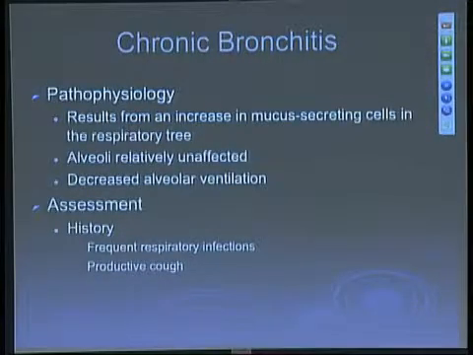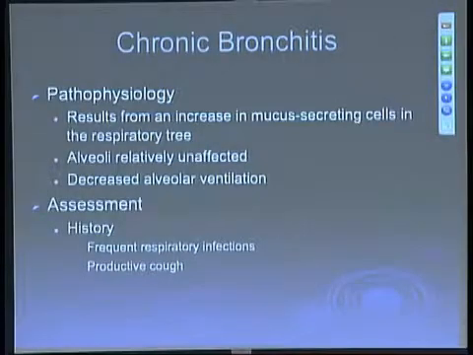Now, chronic bronchitis is a little bit different flavor. That basically is an increase in the mucus-secreting cells in the respiratory tree, and so they have increased mucus, and increased mucus means they can have more substrate for bacteria and viruses, for that matter, to live in and to create a low-grade infection, a bronchitis. The alveoli themselves are relatively unaffected, except they're often full of this mucousy pus kind of stuff, so they will be coughing up a purulent sputum.